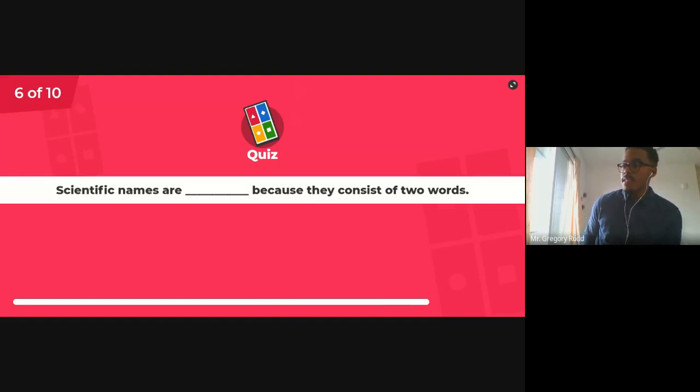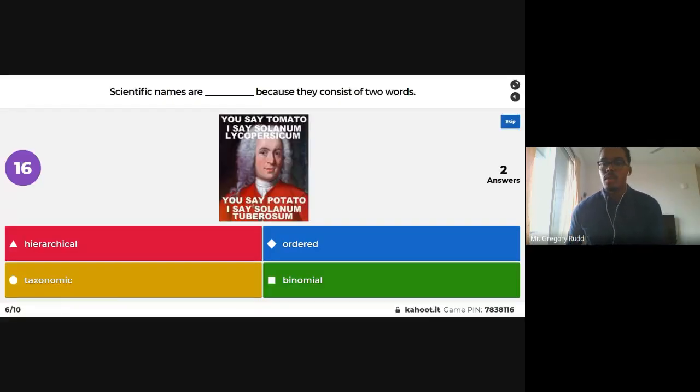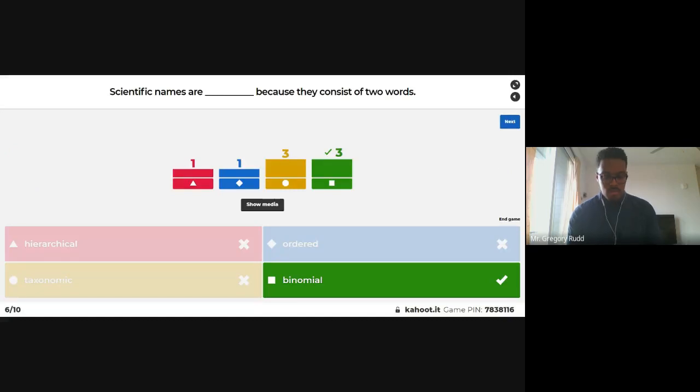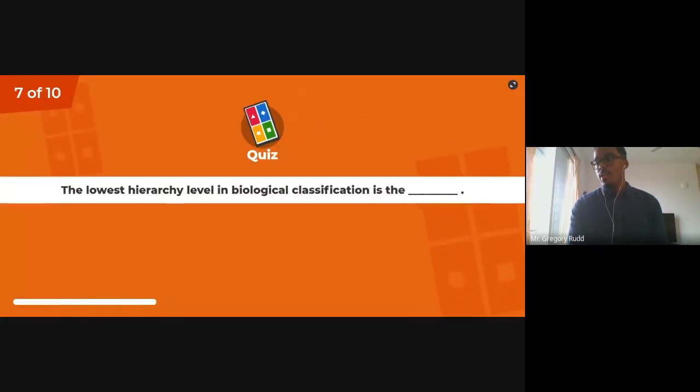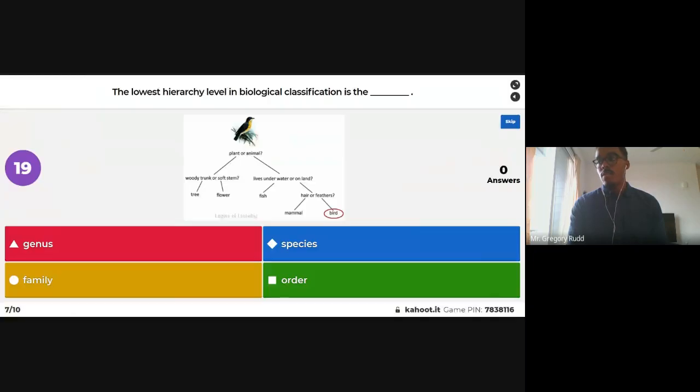Scientific names are blank because they consist of two words. Two words. Scientific names are, again, binomial because they consist of two words. Come on, folks, let's pick it up. The lowest hierarchy level, meaning most specific. What's the most specific level in biological classification?